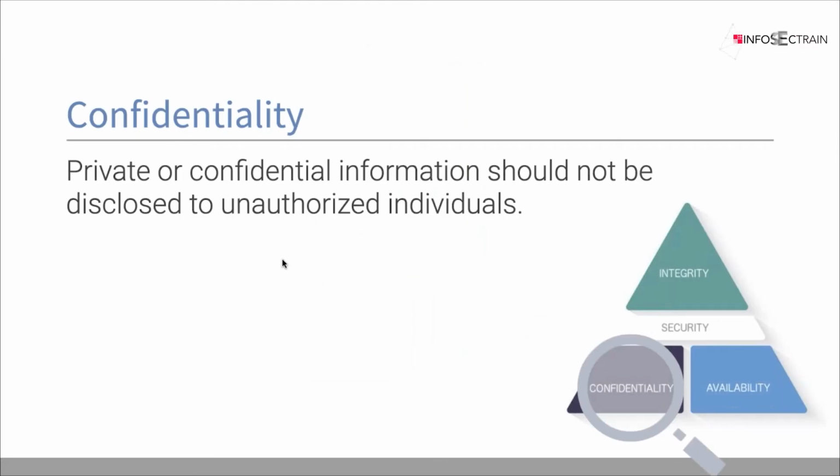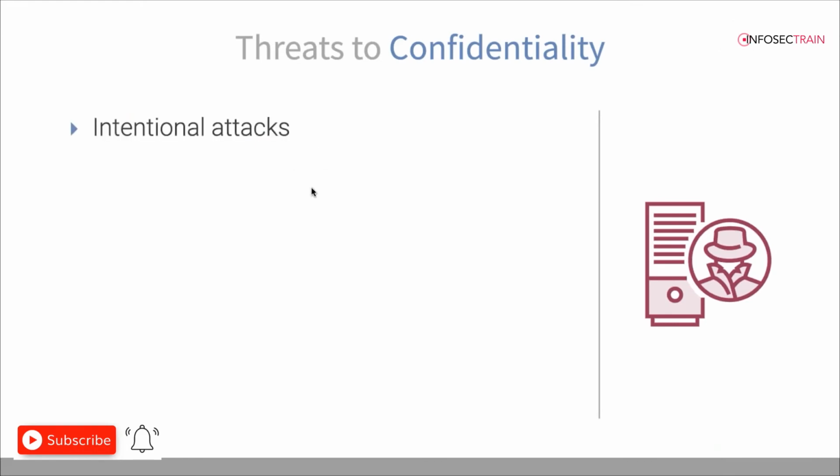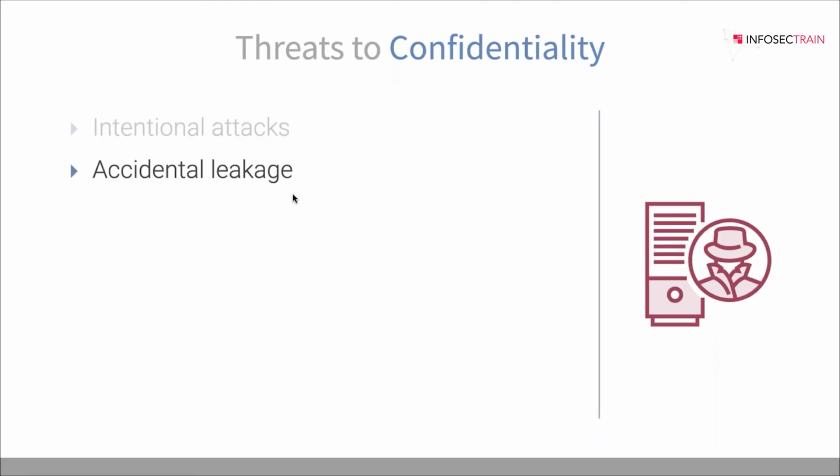Now, what are the typical threats to confidentiality? Let's quickly understand that. An intentional attack. Okay, somebody trying to get inside your data center and leak that information. It could be an accidental leakage. Yes, human error. Absolutely correct.